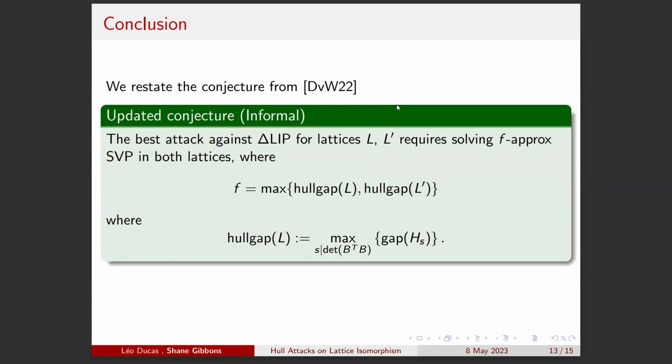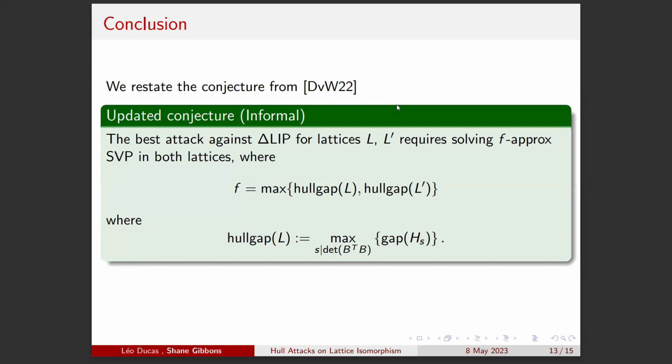And in fact, we show that there are only, you can see on the bottom, we define the hull gap to be the maximum over all integers S dividing the determinant of B transpose times B. We show that there are essentially every possible hull where S is some non-zero real number. Every possible hull is simply a scaling of some hull for an S in a finite set, and that finite set is the integers dividing this determinant.